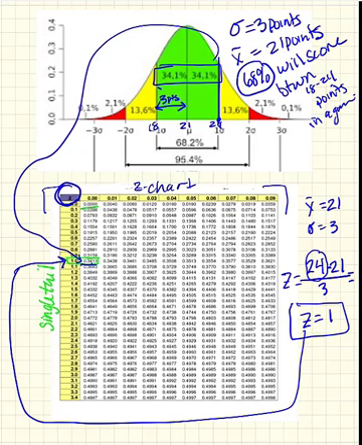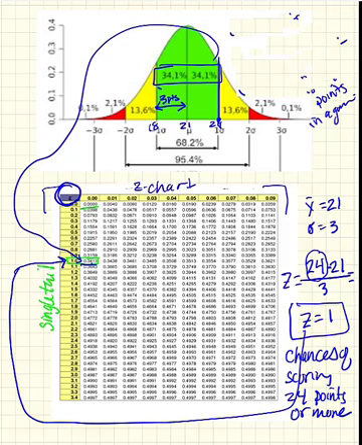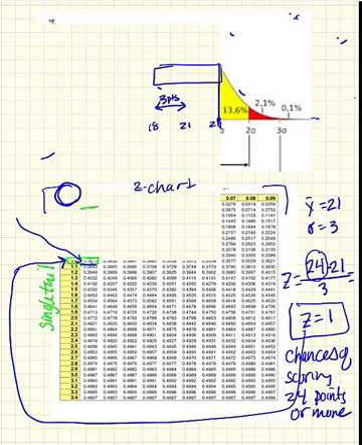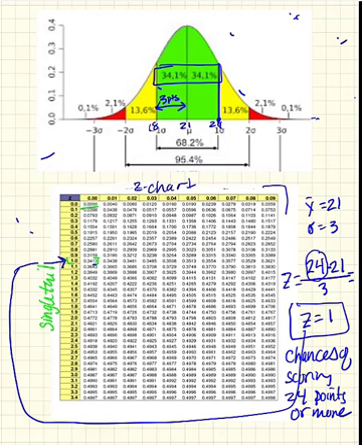So now is where you have to kind of stop and think. There is no formula I can tell you here. There is no way you can memorize this. You have to just stop and think about it. So let's talk about this. I am asking you the chances of somebody scoring 24 points or more. So we go up here to our drawing, and we're going to get rid of all this, make it cleaner here. And what we want to know is the chances of scoring 24 points or more.